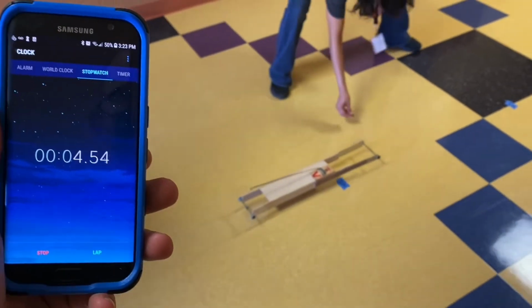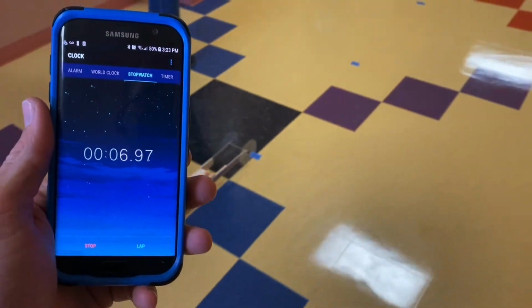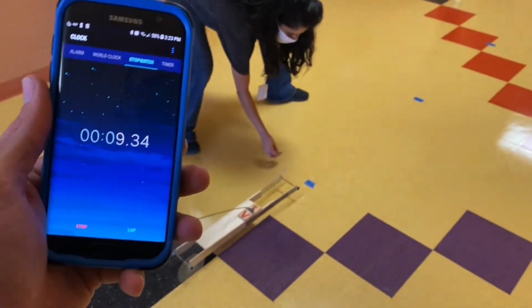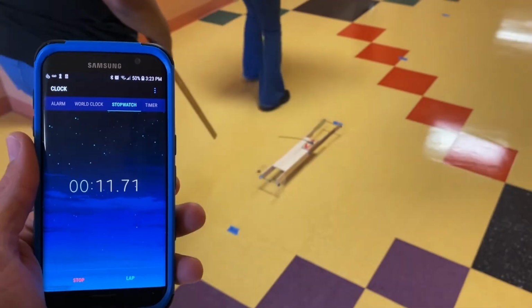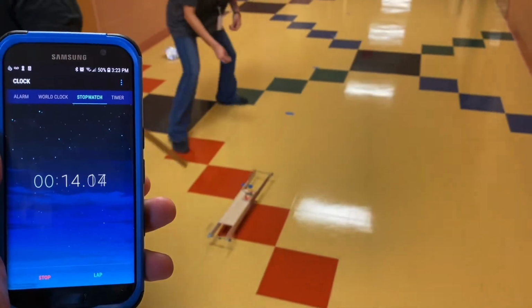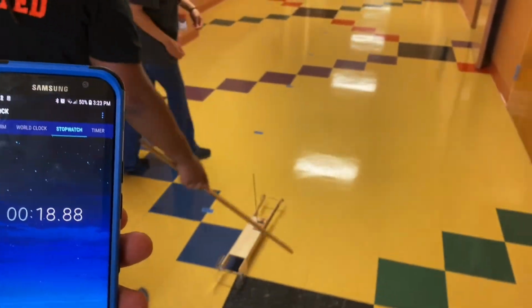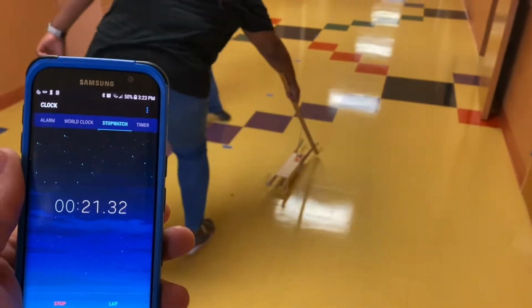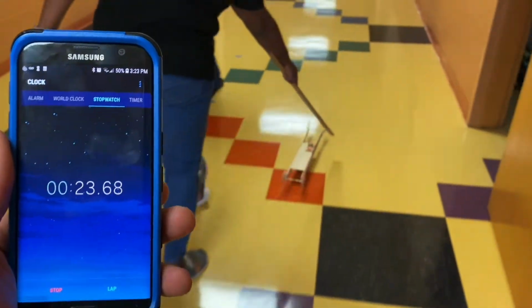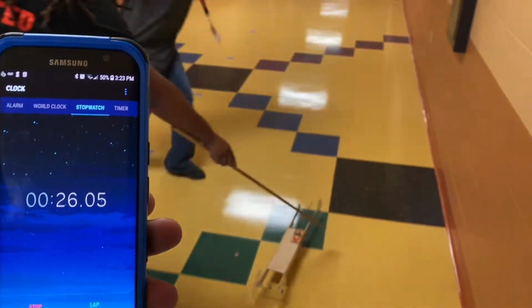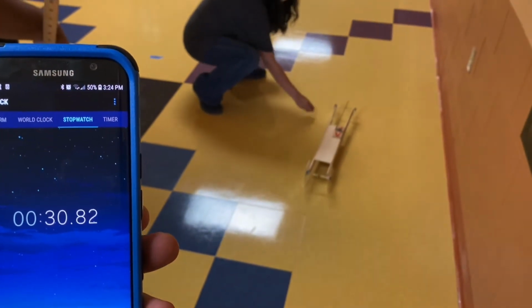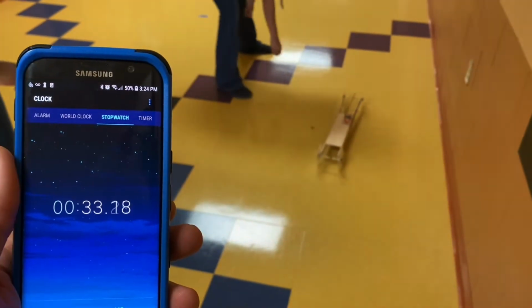1, 2, 3, 4, 5, 6, 7, 8, 9, 10, 11, 12, 13, 14, 15, 16, 17, 18, 19, 20, 21, 22, 23, 24, 25, 26, 27, 28, 29, 30, 31, 32, 33, 34, 35, and we're done.